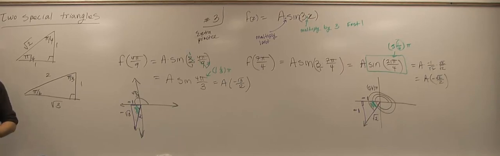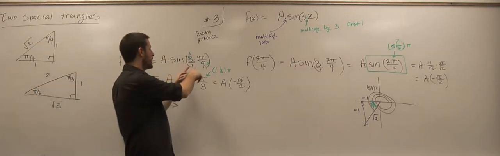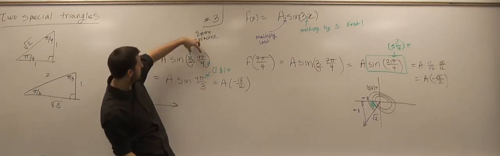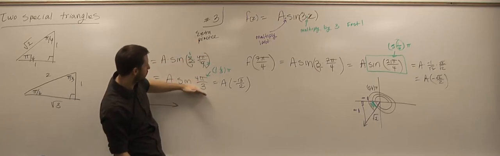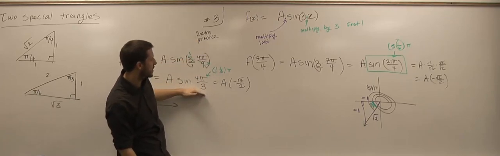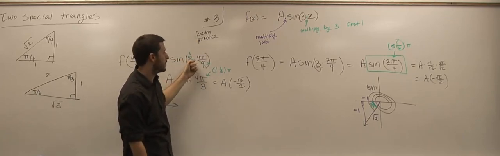So that's the trig. We still have some solving to do. The trig comes down to plugging in the numbers given, first multiplying by 3, and then actually doing your graph and evaluating sine. Remember, multiply by the 3 first.